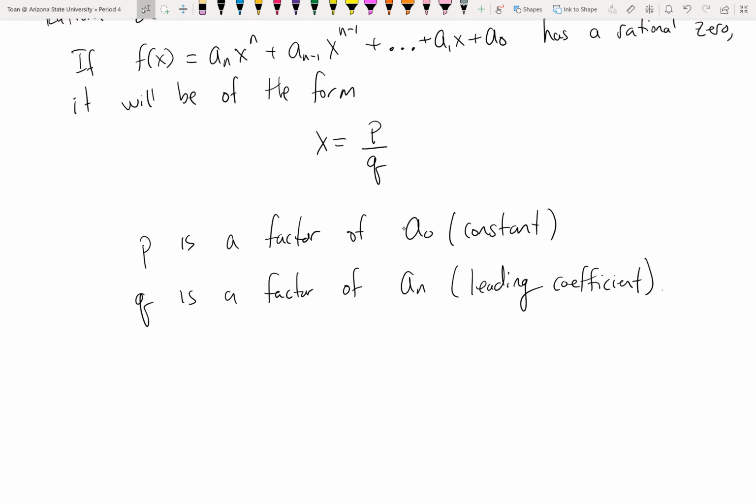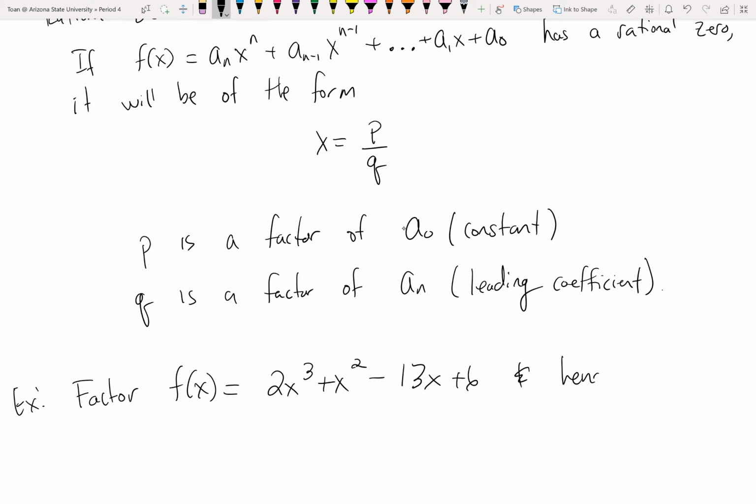The best way, I think, to see a definition or a theorem in action is to take a look at an example. So let's take a look at this example here. Suppose I asked you to factor f of x equals 2x cubed plus x squared minus 13x plus 6, and hence find all real zeros.